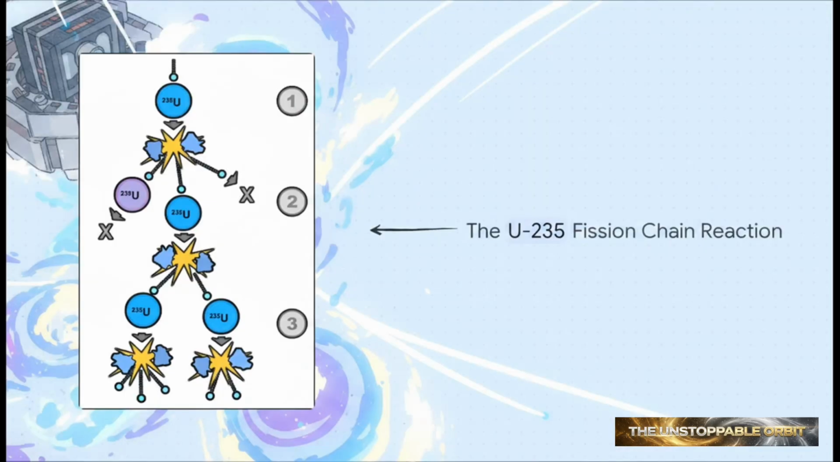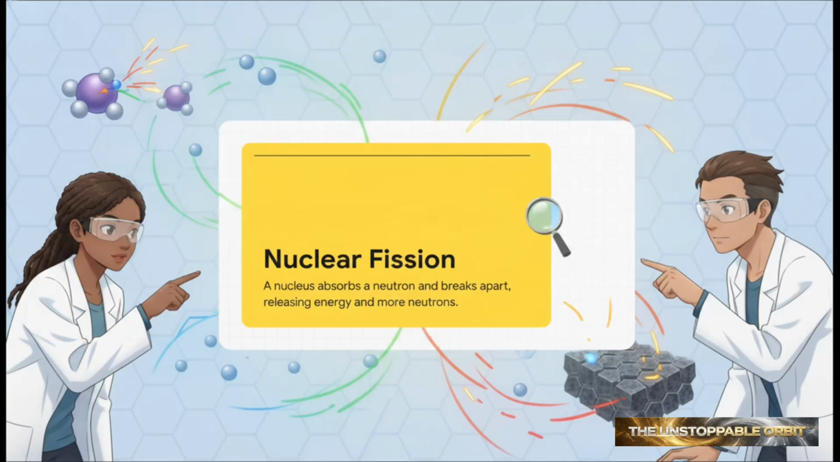In a classic uranium-235 fission chain reaction, a single, slow-moving neutron strikes a nucleus. That nucleus gets unstable and violently splits apart, releasing a massive amount of heat. But, critically, it also spits out more fast-moving neutrons, which then go on to strike other uranium atoms, keeping the whole cycle going.